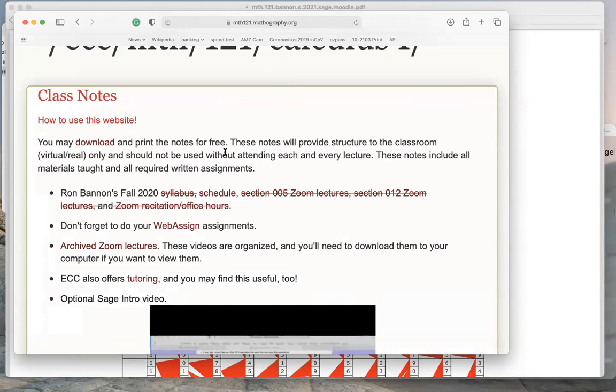These notes will provide structure to the classroom, whether it's virtual or real. What I mean is, if it's being done online or in the classroom, it still provides structure to what we do. And they shouldn't be used without attending each and every lecture. So you need to attend lecture whether or not you're given the notes to the lecture.